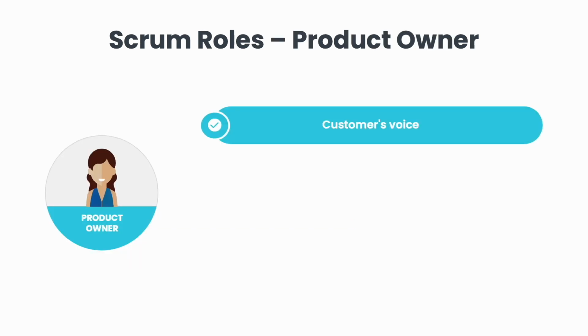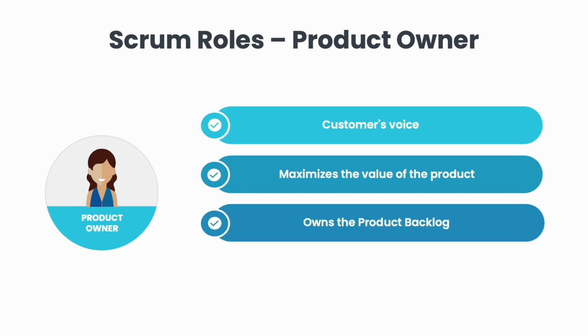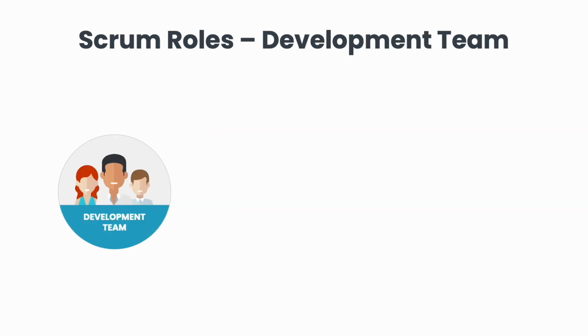The Product Owner is one team member that represents the customer's voice. The PO is responsible for maximizing the value of the product. They own the product backlog, which is a list of what is needed to build or to improve the product. The PO is constantly prioritizing and keeping the items up to date in the product backlog.